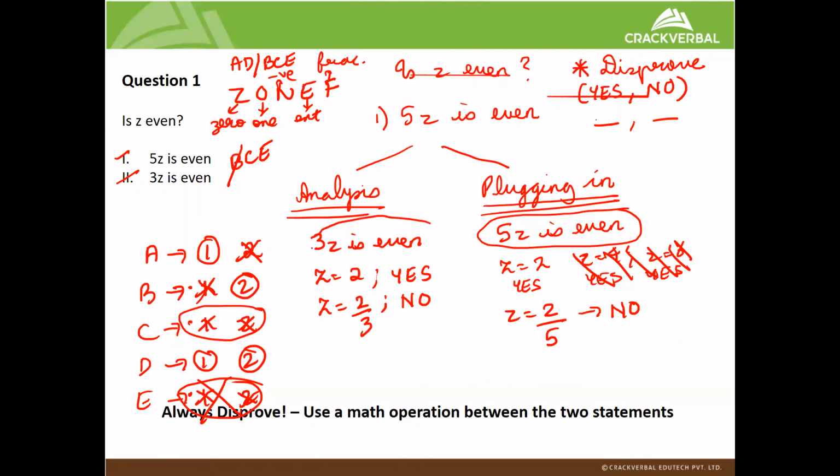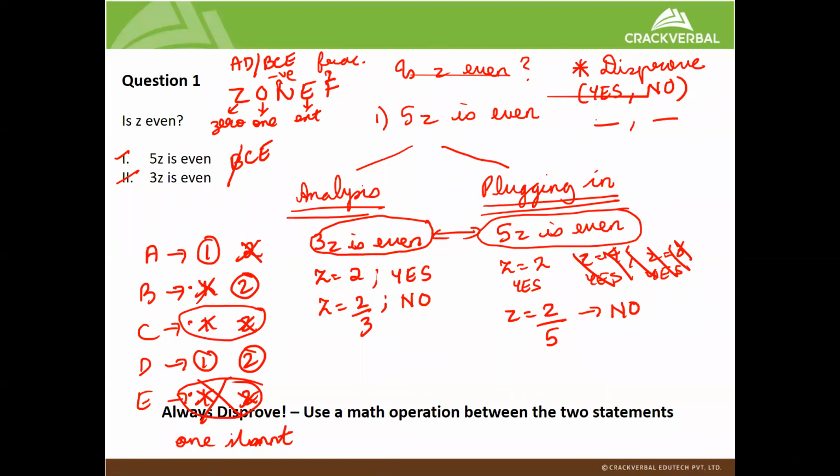Now I need to combine the two statements, right? When I need to combine the information between the two statements, now this is your third takeaway. When you need to combine information between two statements, you never try to continue with the process of plugging in values, or you never try to go the route of an analysis. The best thing to do when you're combining two statements is to always try to use one statement, right?